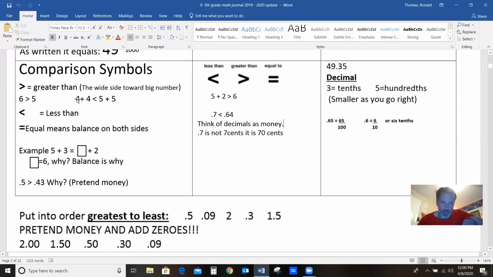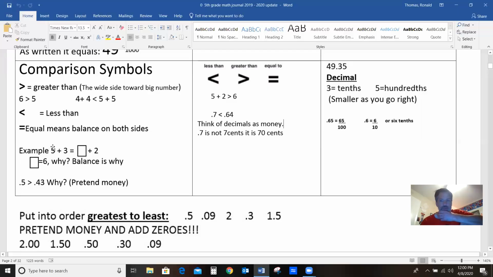4 plus 4 is what? Well, wouldn't you add those together? 8 is less than 5 plus 5, because isn't that going to be a 10? This is less than. Equal is equal. It's called equivalent. Means balance on both sides. A lot of people don't understand that. It means balancing. Right here.